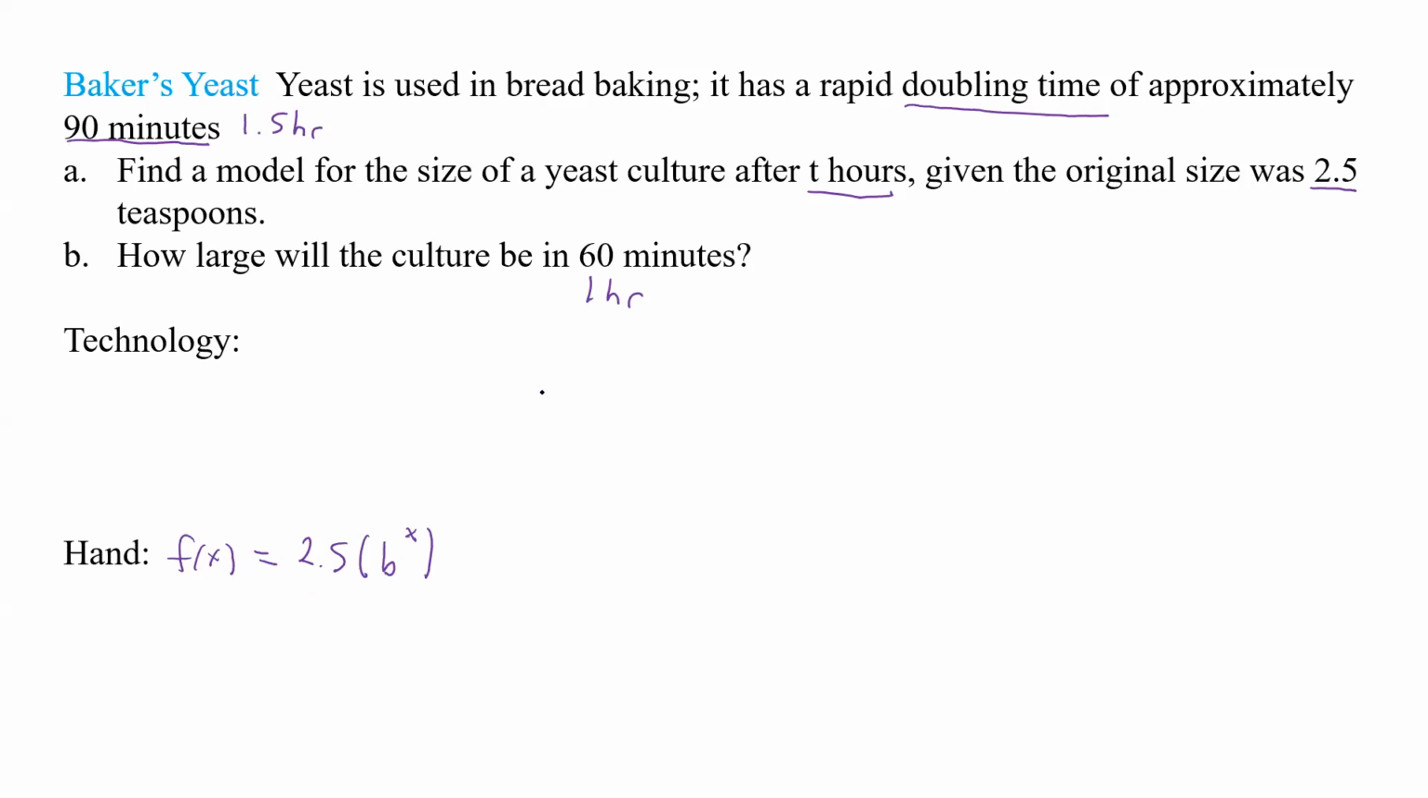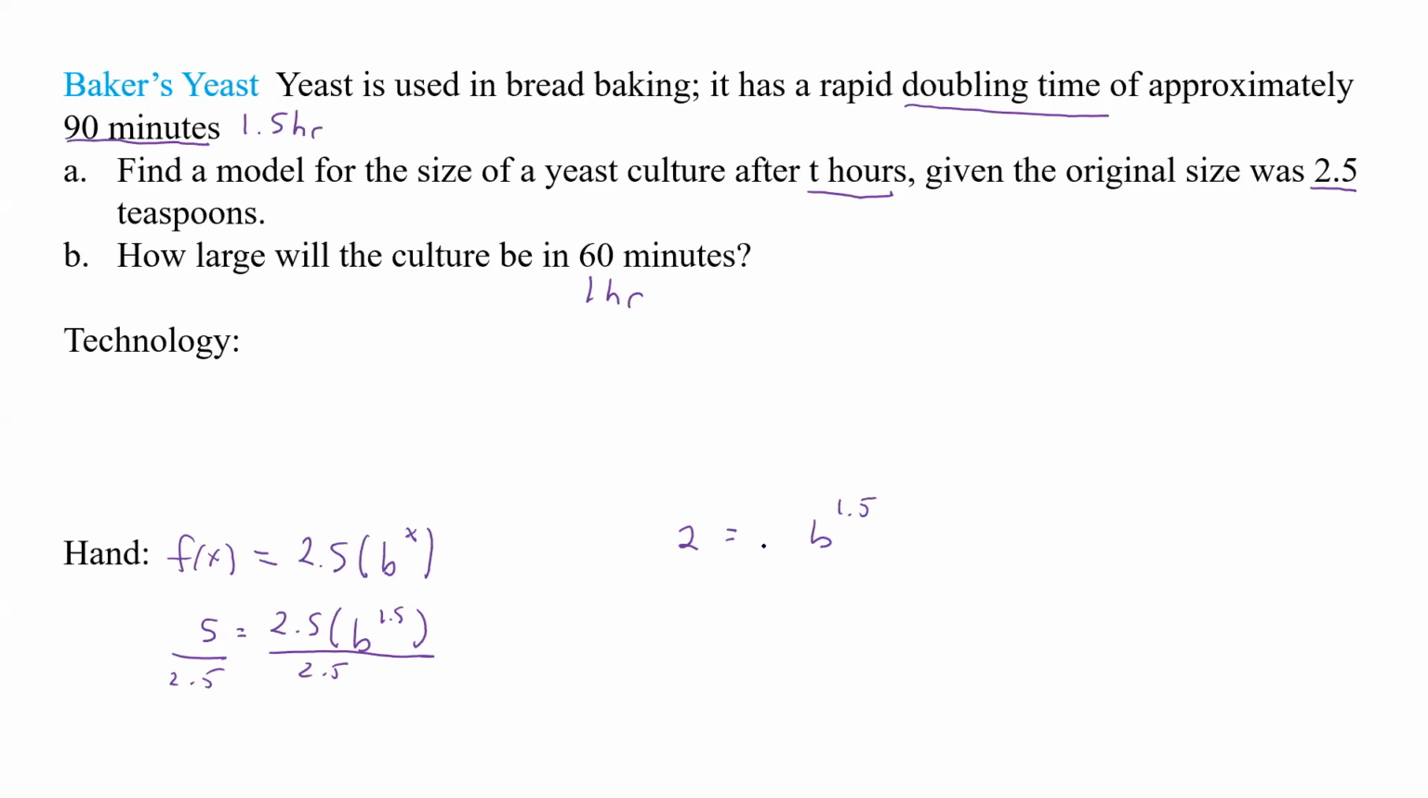If we're supposed to double, the value f of x is going to be 5, because we're starting at 2.5 and we double that to 5. Now we look for b. It doubled in 1.5 hours, so that's our t or x, since I used x. Now we have to solve this. We divide both sides by 2.5. 5 divided by 2.5 is just 2, which is what we would expect, and that's equal to b to the 1.5.